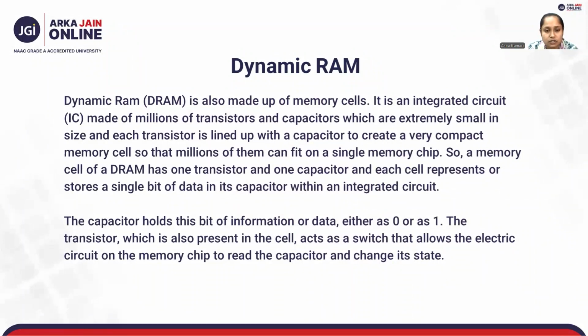The transistor, which is also present in the cell, acts as a switch that allows the electric current circuit on the memory chip to read the capacitor and change its state. The capacitor needs to be refreshed at regular intervals to maintain the charge in the capacitor. This is the reason it is called dynamic RAM, as it needs to be refreshed continuously to maintain its data or it would forget what it is holding.